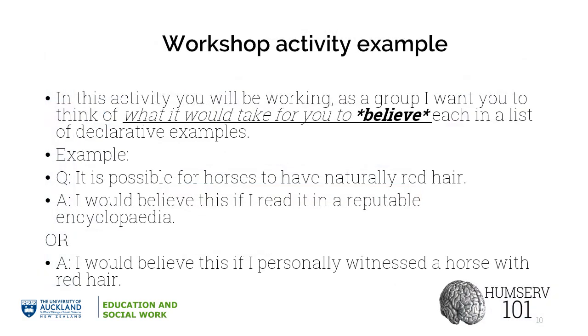So there are many different examples of the kinds of activities that you will do in workshops. In HUMSERV 101, there are quite a few different activities planned for you. Here is a very simple workshop activity that you might do. In this one, you are just separated into groups, and you're just asked to think about what it would take you to believe certain things, such as if horses have naturally red hair, and so on and so forth. So this is just an example slide from a workshop.